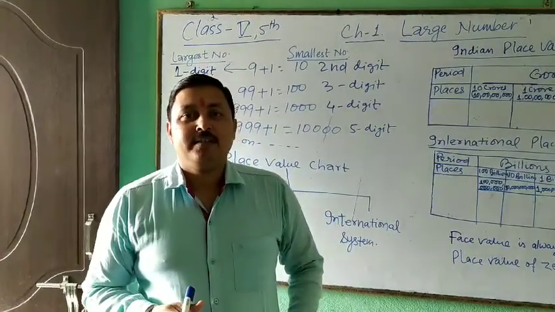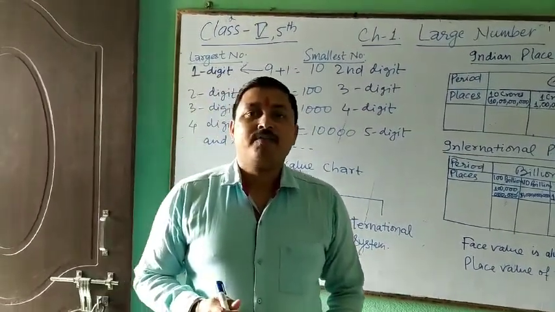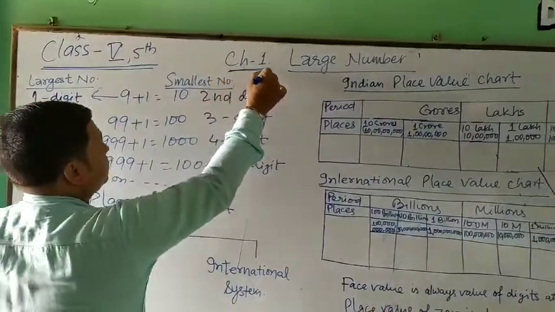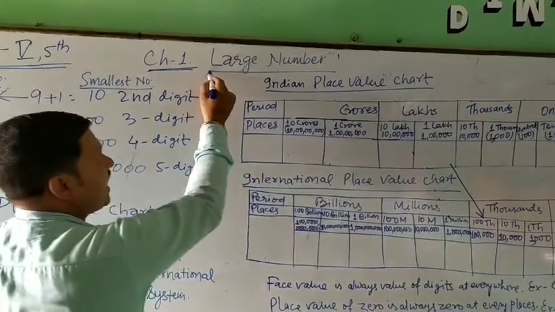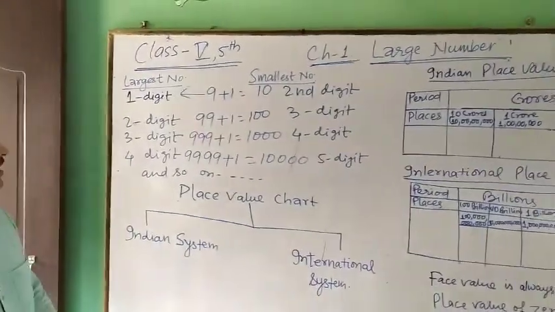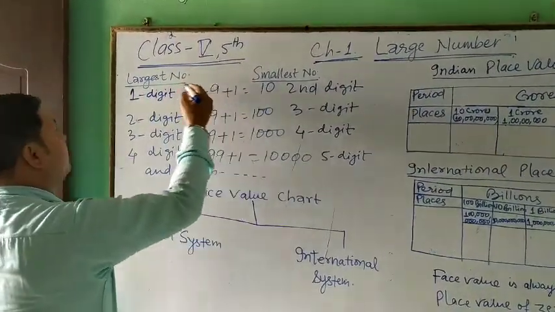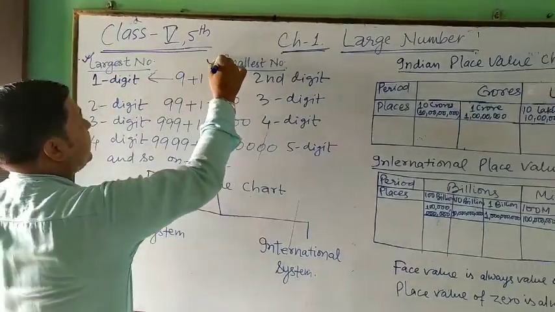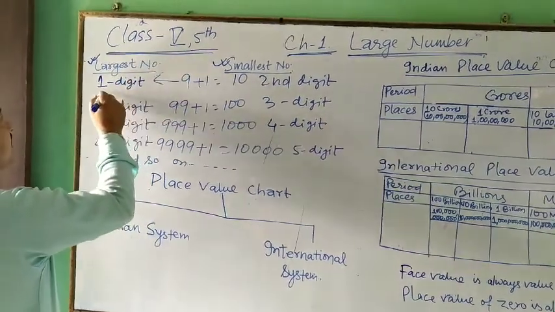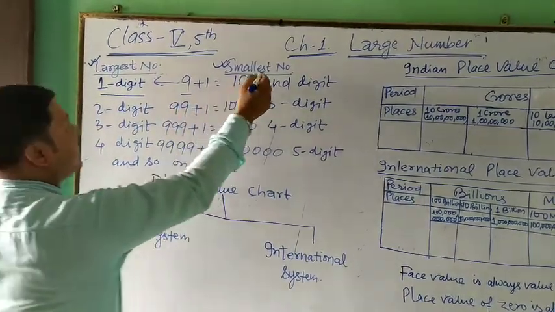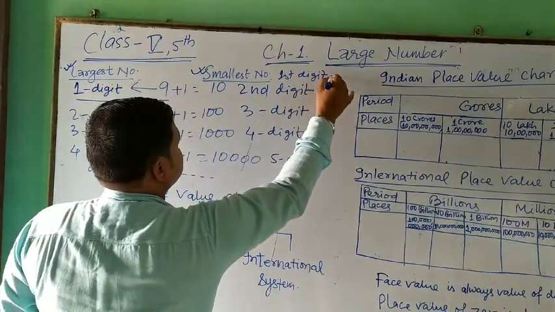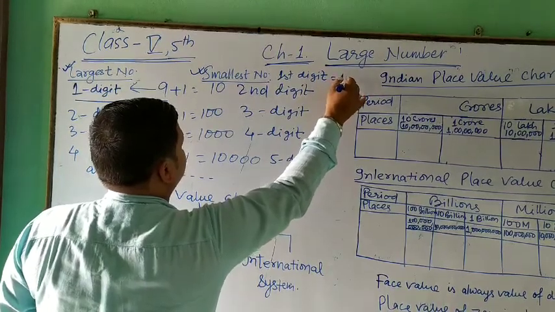Today I am explaining maths chapter 1 of class 5. The name of the chapter is Large Numbers. In this chapter we first learn about the largest number and the smallest number of the digits. The largest number of the first digit is 9 and the smallest number of the first digit is equal to 1.